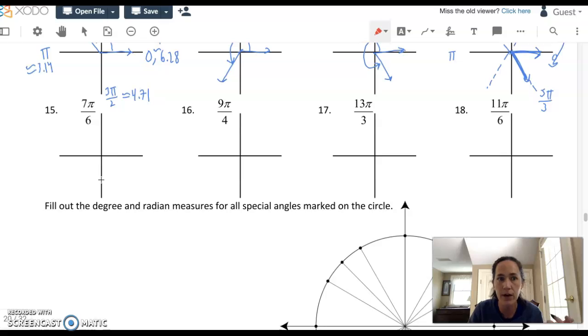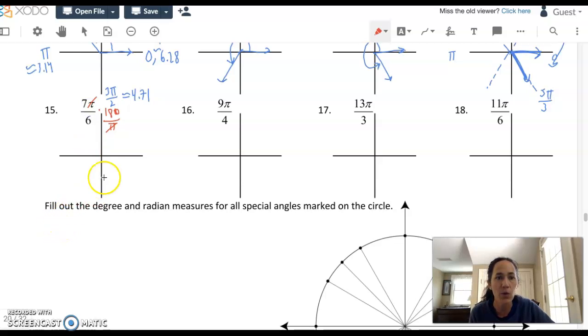Well, now that you've got conversions, if you're looking at 7 pi over 6, and it doesn't just come to you what quadrant this is going to be in, you could always convert. You can multiply by 180 over pi to get the degree measure if that makes you feel better about which quadrant you're landing in. I think you'll get 210.